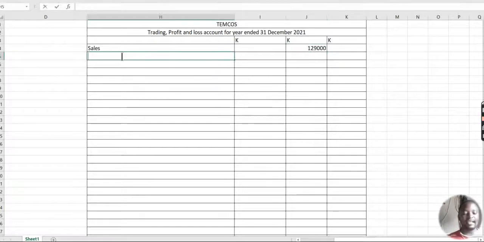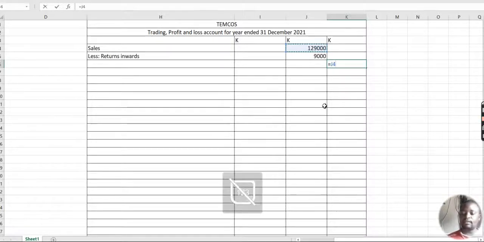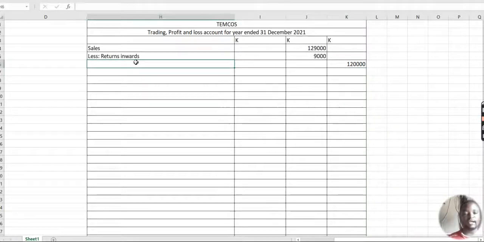Then we say less what? Returns inwards. These are goods that our customers returned to us. So how much? It's 9,000 we are going to put there. So remember, it is less, so we are subtracting. So the answer will be here. This one minus that one is giving us 120,000. This is our turnover.